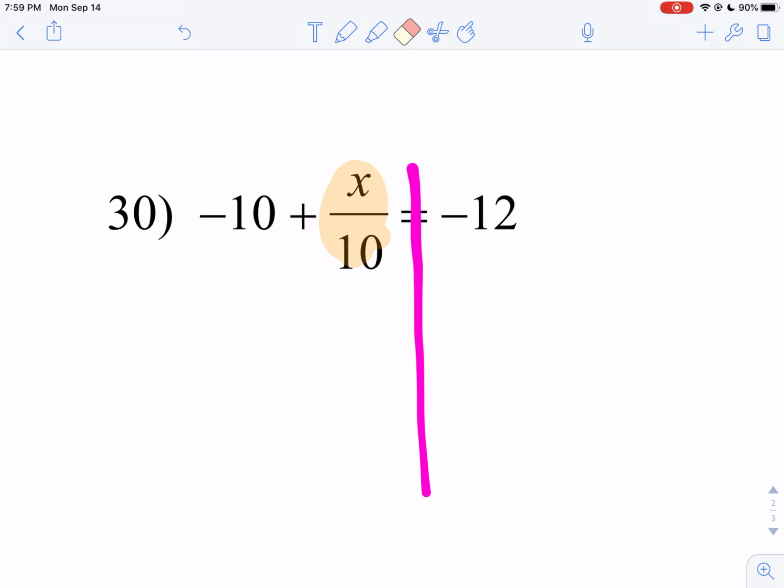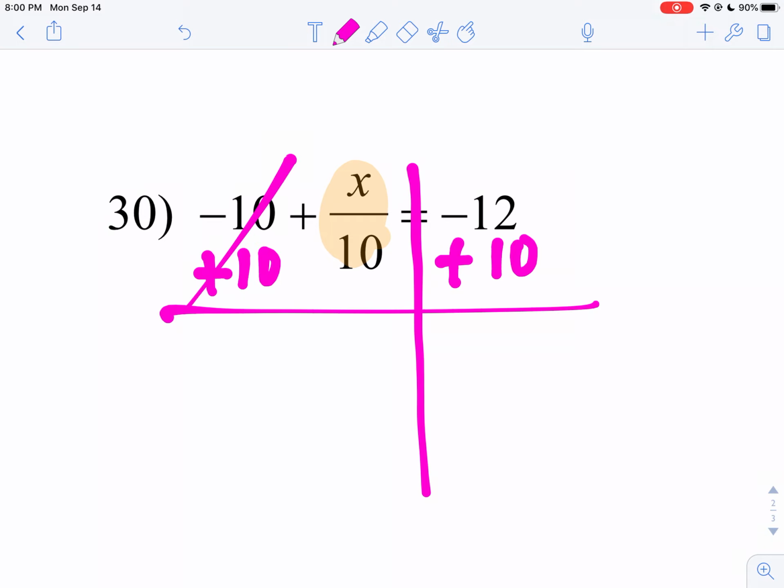So in order to get the x over 10 by itself, we need to go ahead and undo the minus 10, which means do the opposite of minus 10 to both sides of your equation, and that is going to be adding 10 to both sides. So now you get your x over 10. Now notice you have a single fraction on the left hand side, and on the right hand side you have a negative 2, and now we are ready to cross multiply.